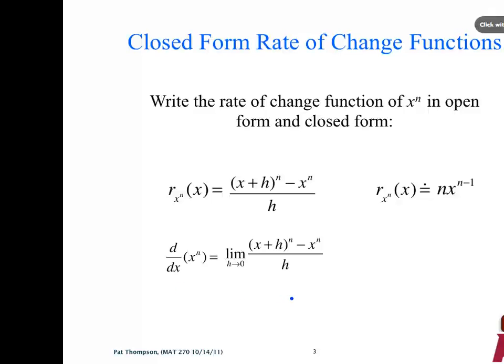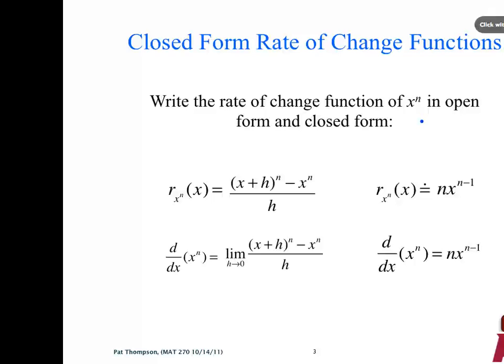And then what about the exact form in closed form? So the exact rate of change in closed form for x to the n. It would be the same thing as n x to the n minus 1 again as well. Yes. That's it.